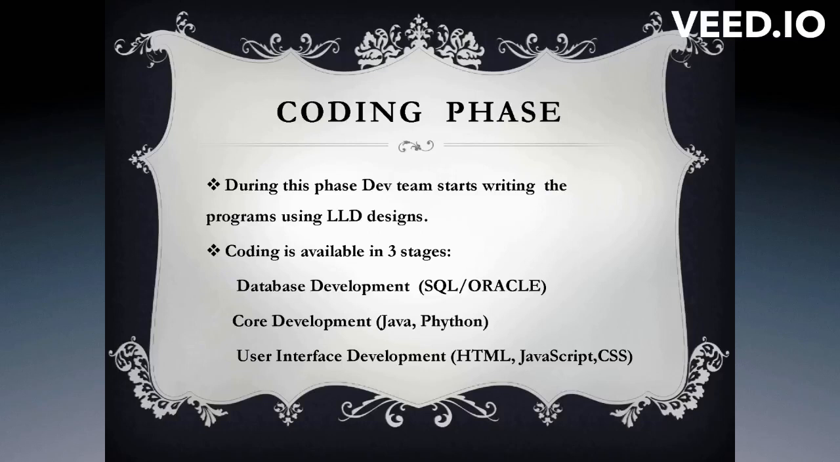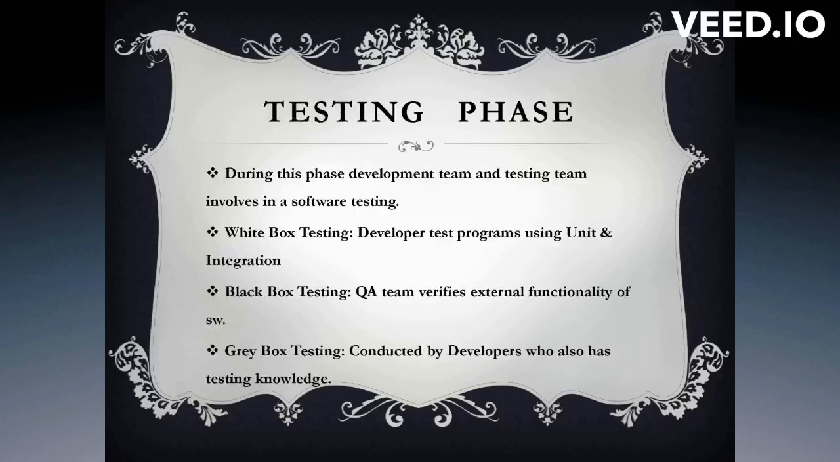Next, coming to the testing phase. During this phase, the development team and testing team are involved in software testing. So here, not only the testing team, the developer team also will be involved in this phase. So this also has three types of testing. The first ones are white box, black box and gray box.